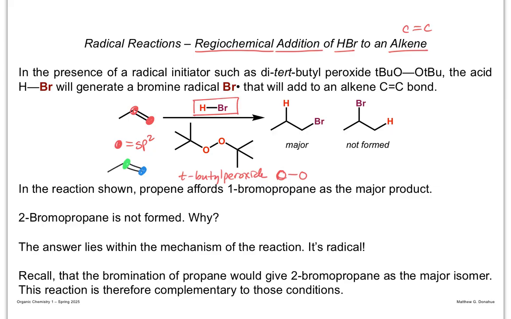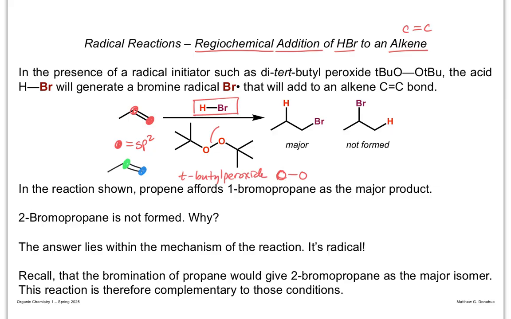As I said before, when you have that type of bond, when it's heteroatom to heteroatom, that's a weak bond. So it's pretty easy to cleave it homolytically. So overall, it's still a radical mechanism, but now we're going to use that tert-butyl peroxide to add the HBr to that alkene. But notice the two products formed. We say one is formed in the major amount, the other is formed in minor or trace or not formed.